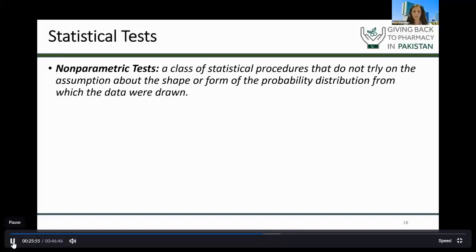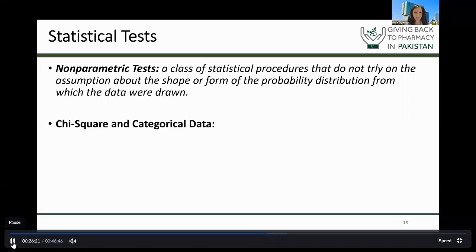For non-parametric tests, it is a class of statistical procedures that do not rely on assumptions about the shape or form of the distribution from which the data were drawn. So whether this is normal or not normal, it doesn't affect the test selection, but it mostly assumes a non-normal distribution.